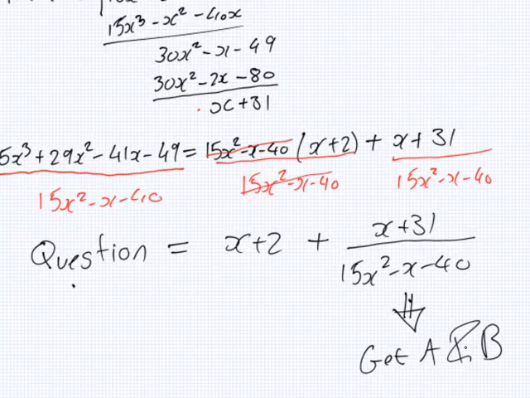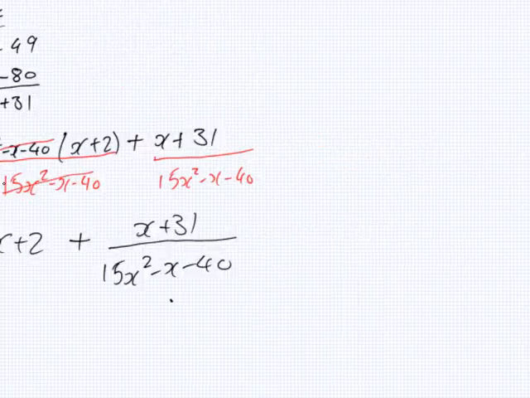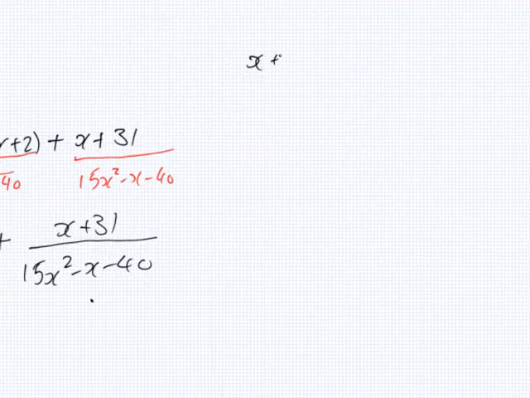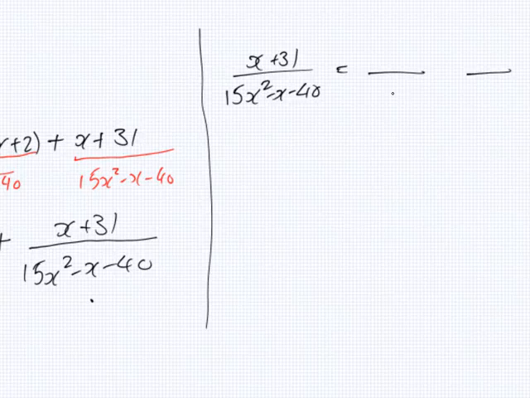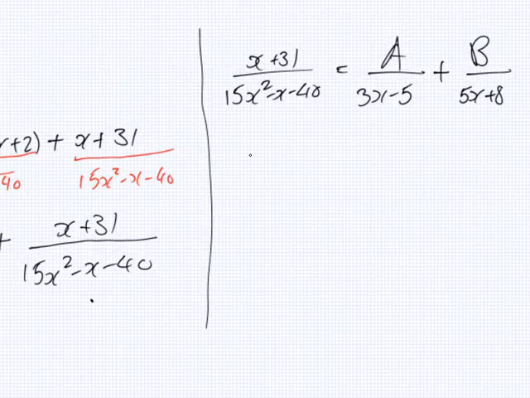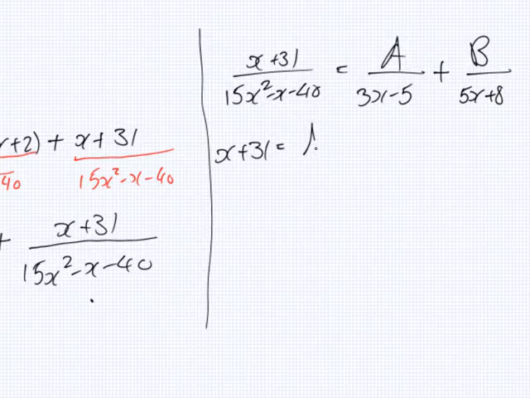Finished? Okay. Anyone else? You got it finished? Okay. So let's look at this on the side then. You have x plus 31 over 15x squared minus x minus 40. And what are the two factors here? 3x minus 5 plus 5x plus 8. So you have x plus 31 equals A times 5x plus 8 plus B times 3x minus 5.